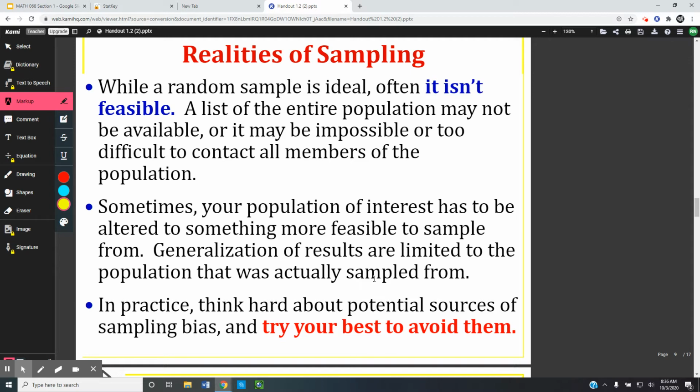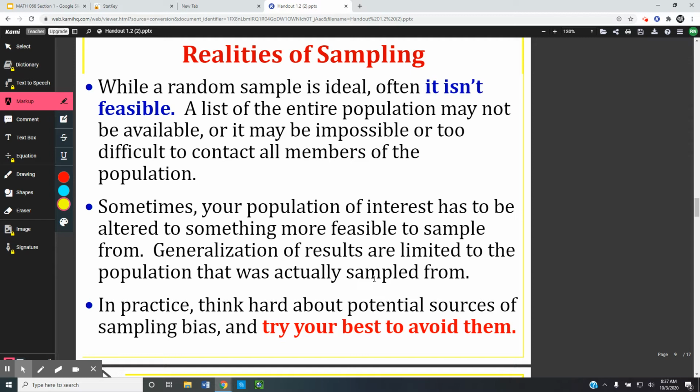While a random sample is ideal, often it is not feasible. We can't get to the entire population. Maybe it's not available, maybe impossible, maybe too difficult to contact everybody. Sometimes your population of interest has to be altered to make it more feasible. Generalizations are results of limitations of the population that was actually sampled from. Sometimes I have to alter this for some reason. Maybe I have some severe outlier data that was extreme, which is affecting the entire group.